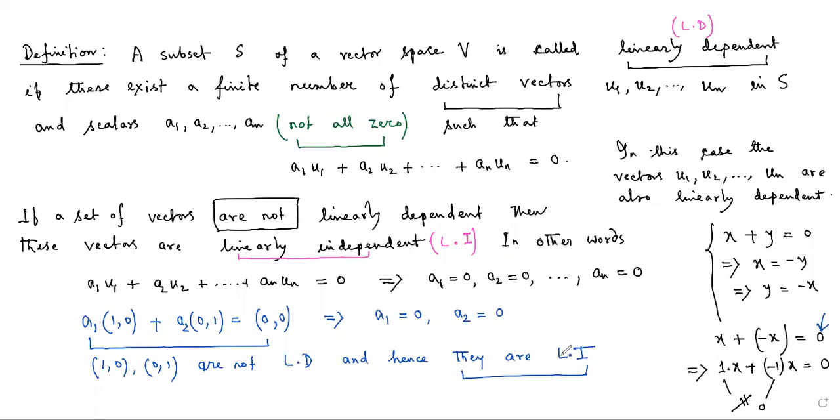Sir, please explain this in one second. Which one? Which part? This one: (1, 0) and (0, 1) are not LD, thus they are LI. This line.